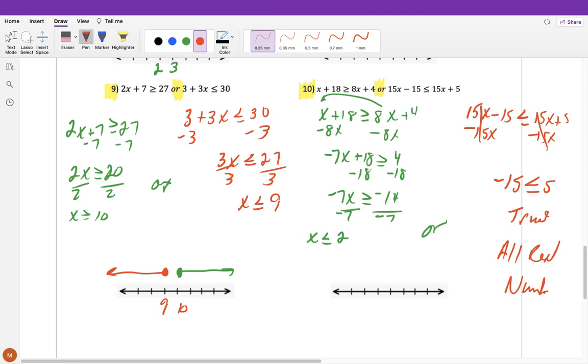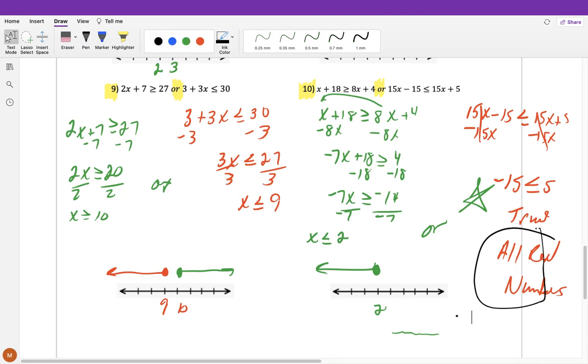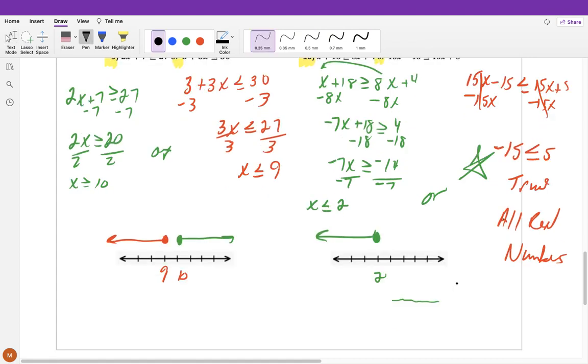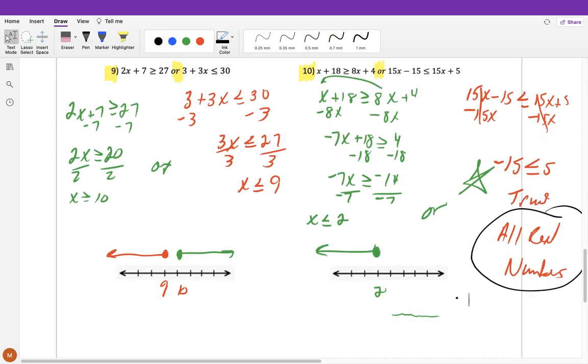And since it is an or statement, it only has to satisfy one or the other. Even though every single number for this green graph is going to be less than or equal to 2, and no number greater than 2 will satisfy it, every single number will satisfy this one here. Whether I pick 100, whether I pick 14, any number greater than 2, it's always going to satisfy this one here. So our overall final answer is all real numbers. All right, that is it for this video.